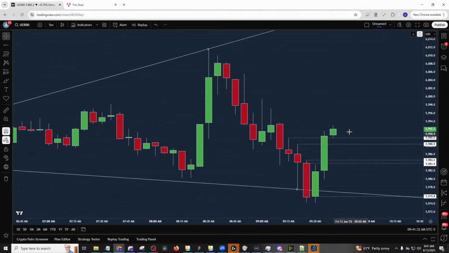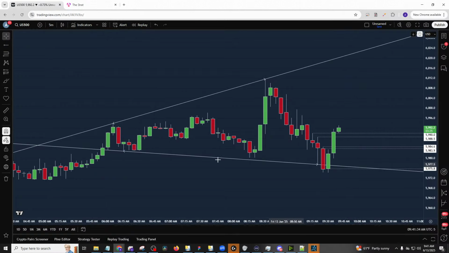You go to the US 500. You can see we were back into the triangle. So what we'd say is, given no 5-minute reversal against, they're still trying to go up there, 60-11, and manage it how you like.